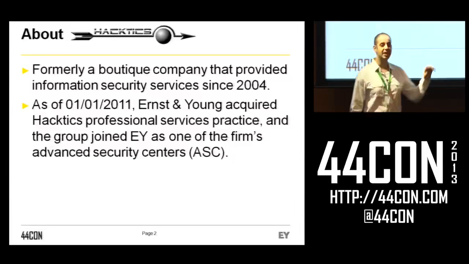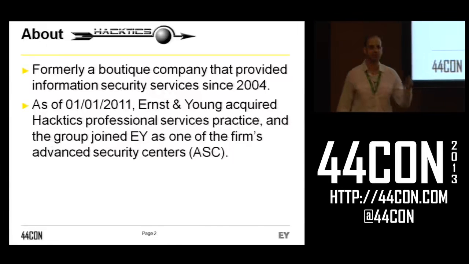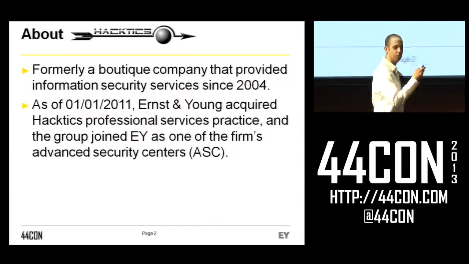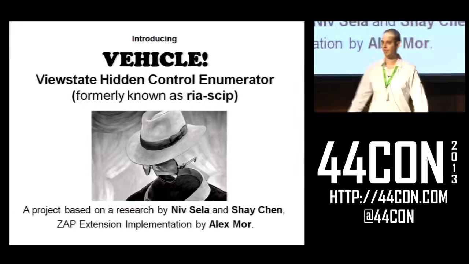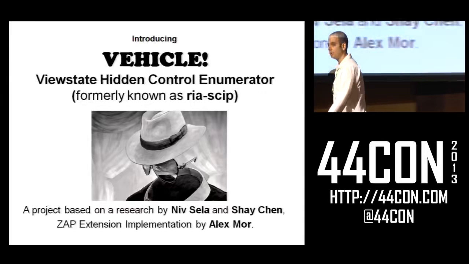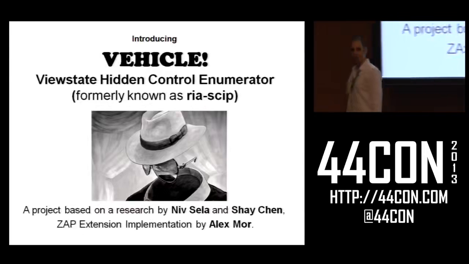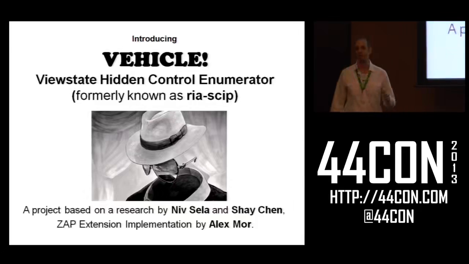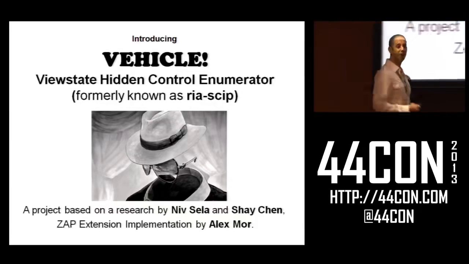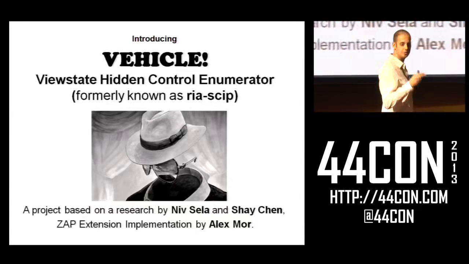I'm here to present a couple of new attack vectors against applications such as ASP.NET and Mono, but also here to present a project used to exploit them, which is currently nicknamed Vehicle, an acronym that stands for View State Hidden Control Enumerator. It's an OWASP ZAP extension, a project designed specifically to assist penetration testers in assessing the security of complex modern web application frameworks, such as ASP.NET and Mono.